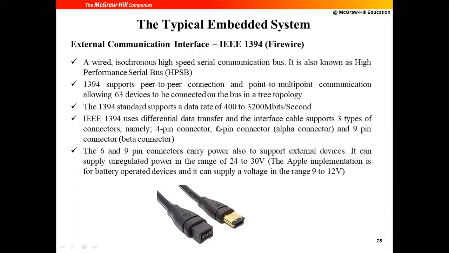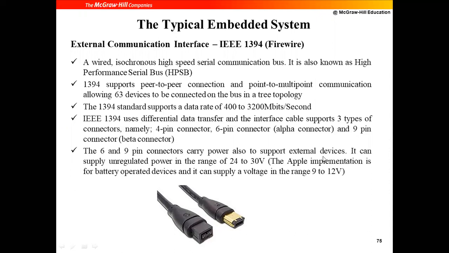Two different carrier signals are used to transfer the data, and the interface cable supports three types of connectors. Namely, we have a 4-pin connector, a 6-pin connector, as well as a 9-pin connector. The 6-pin connector we call the alpha connector, and the 9-pin connector we call the beta connector. That is nothing but the number of pins present here. Each pin has its own function, like handshaking signals and so on. The main difference between the 4-pin, 6-pin and 9-pin connectors is that the 6 and 9-pin connectors, along with the data carrier signals, also have power lines. They carry power also to support external devices.